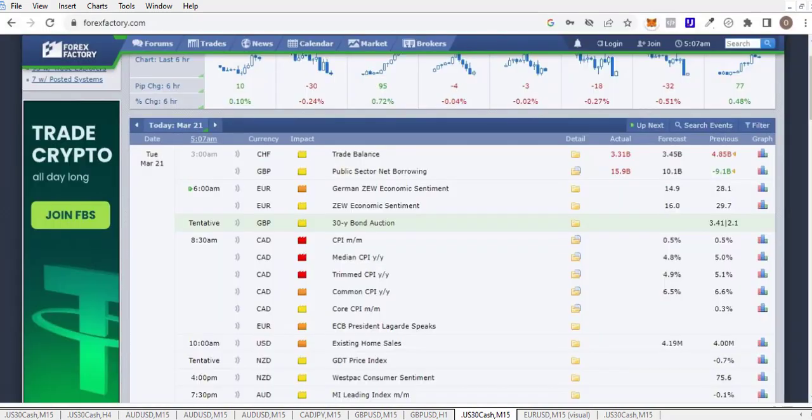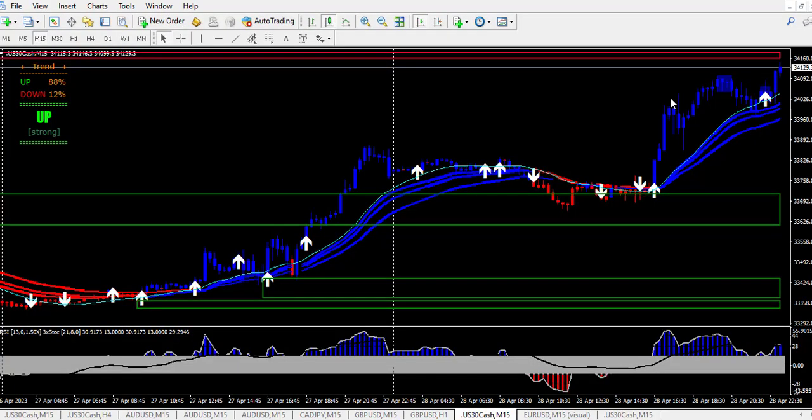Before you take any trade at all, always make sure you check Forex Factory and check if there's no news for that particular pair you want to trade at that particular time. Make sure you stay away from any pair that has news, either 30 minutes before or 30 minutes after the news. Better still, you can stay away from any pairs that have news and trade other pairs.